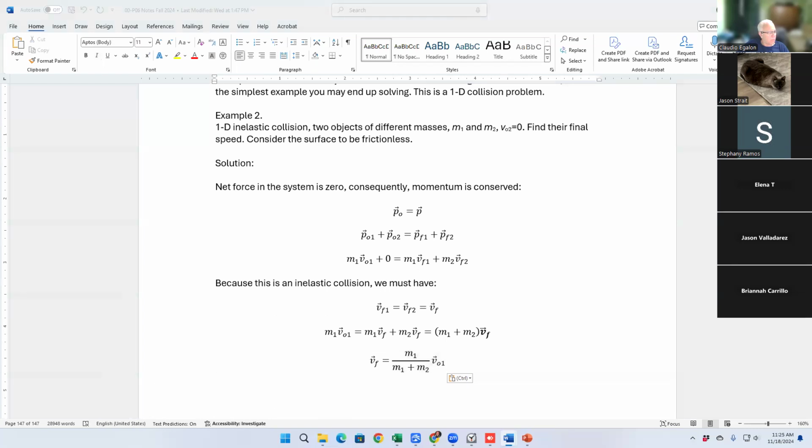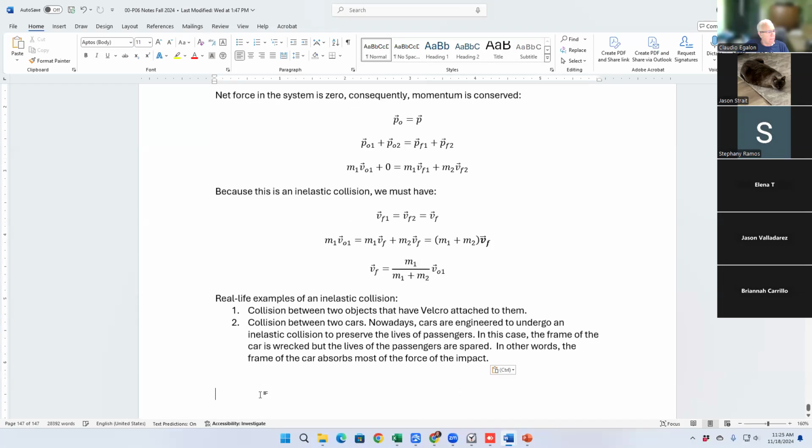Real life examples of inelastic collision: collision between two objects that have Velcro attached to them. Collision between two cars. Nowadays, cars are engineered to undergo an inelastic collision to preserve the lives of the passengers. In this case, the frame of the car is wrecked, but the lives of the passengers are spared.